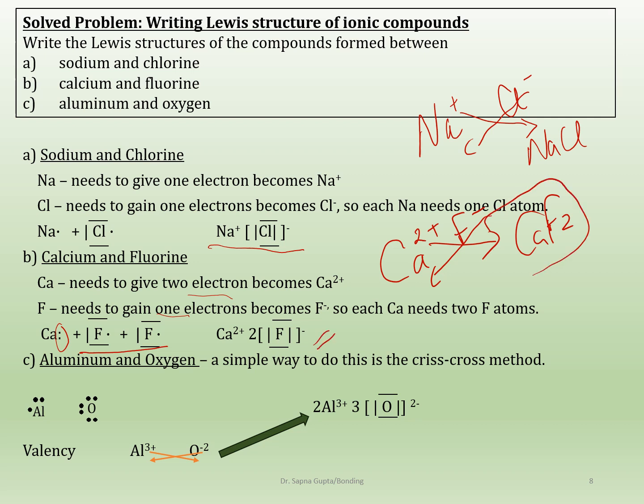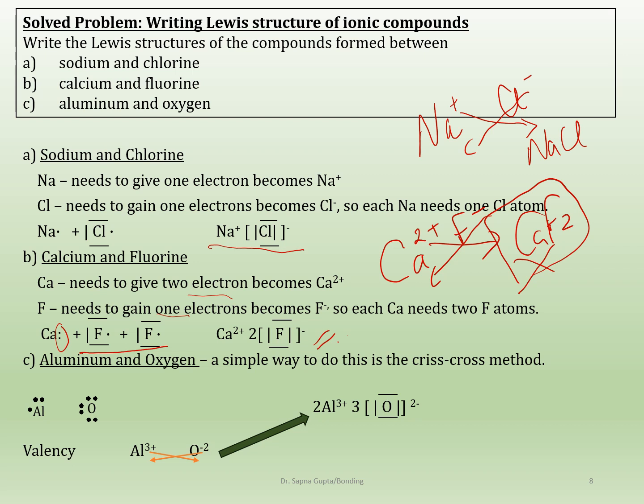CaF2 is not the Lewis structure, that is just the formula. That's not the Lewis structure, this is the Lewis structure. So I have done the aluminum and oxygen bonding in that crisscross manner. Once you figure out what ratio you need, then you go ahead and do this.